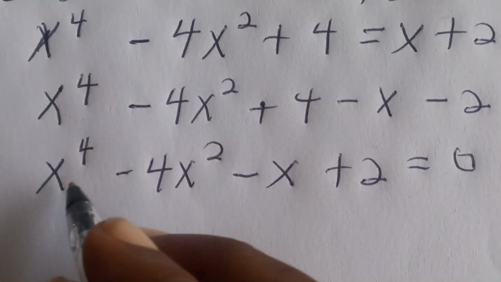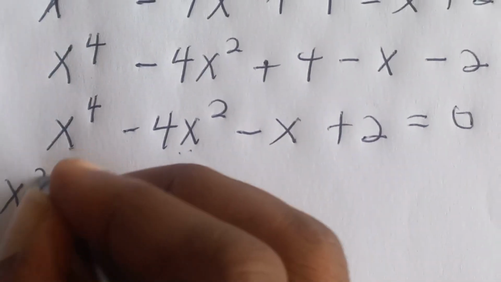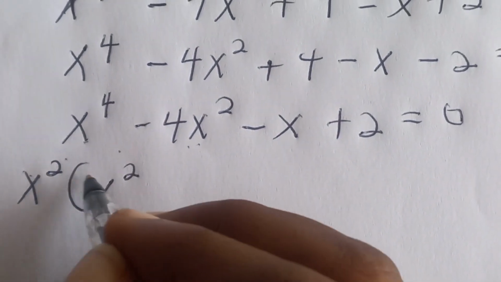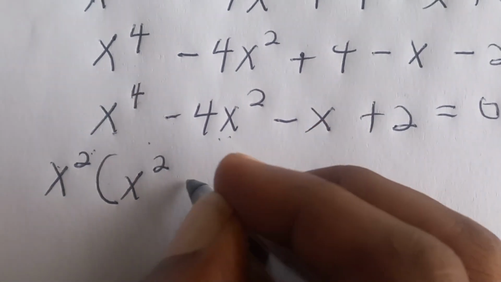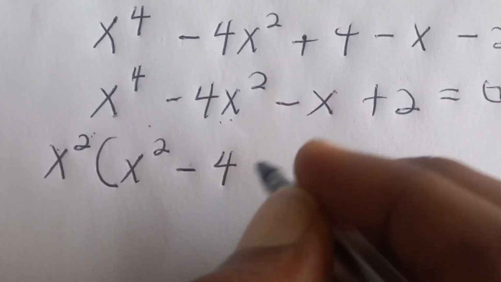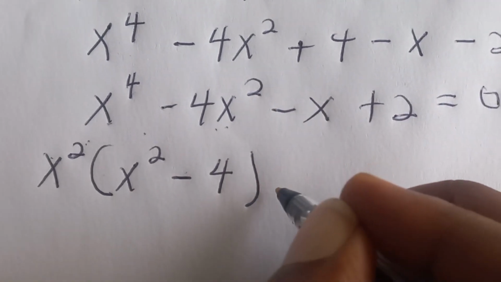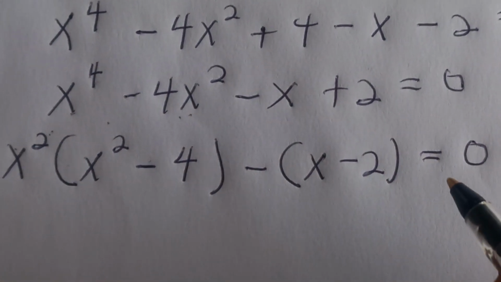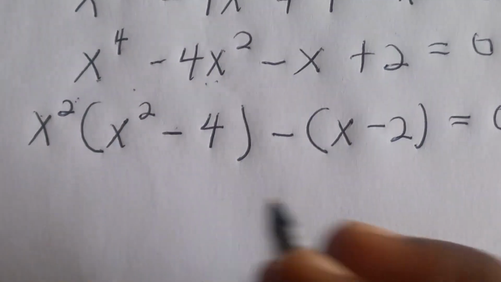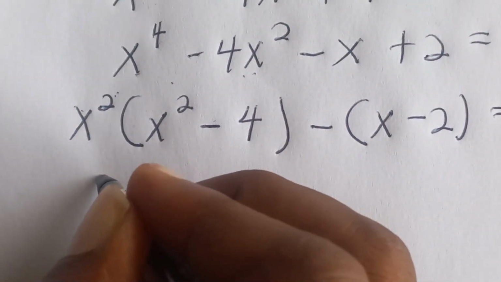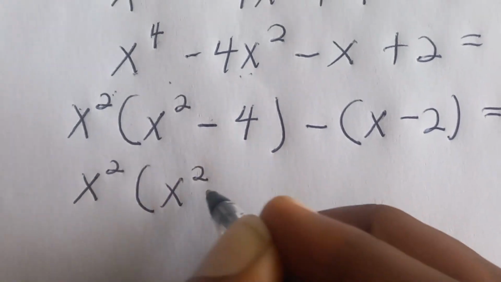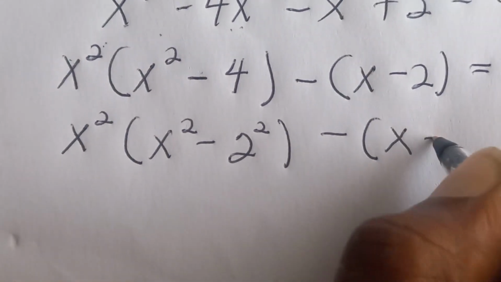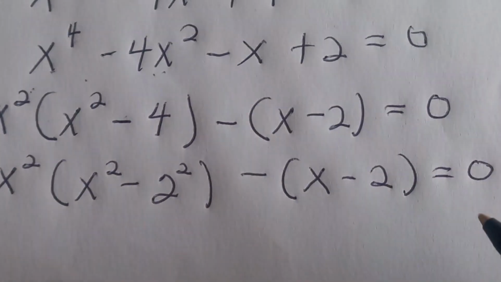Now with this and this, we can factor out x², because x² times x² gives us x⁴ back. So x²(x² − 4) − (x − 2) = 0. Here we can still simplify things out. We have x²(x² − 2²), that is the 4 here, minus (x − 2), and it's equal to 0.